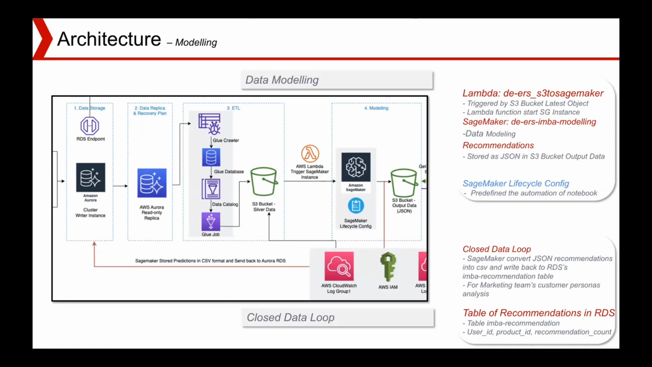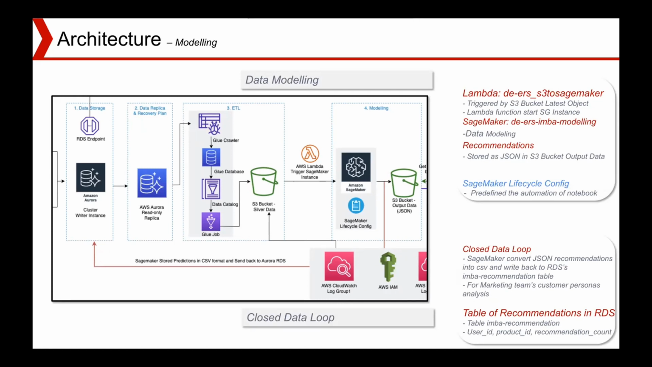Okay, thank you, Charles. Now I'm going to talk about data modeling. After the processed CSV file is generated and saved in the S3 bucket, the first Lambda function will be triggered to start an existing SageMaker notebook instance. Once the instance is in start status, it will automatically run the Jupyter notebook in the instance. It is implemented by using SageMaker lifecycle configuration.